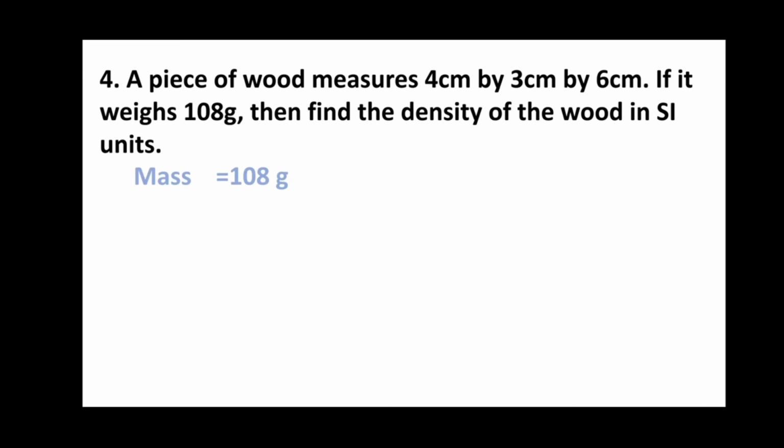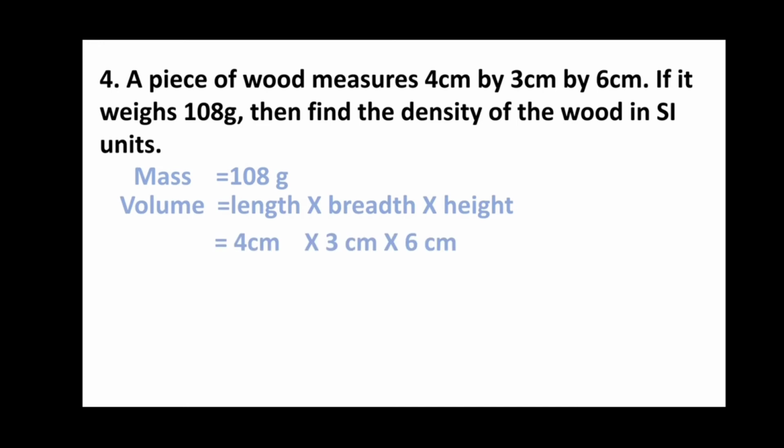We know that volume is equal to length into breadth into height. Since we are doing multiplication, it doesn't matter which is the length, breadth and height. So let us substitute the values and find the volume. That is 4 cm into 3 cm into 6 cm. We know that 4 3s are 12 and centimeter into centimeter is centimeter square. Then 12 centimeter square multiplied with 6, we will get 72 centimeter cube. So that is the volume.